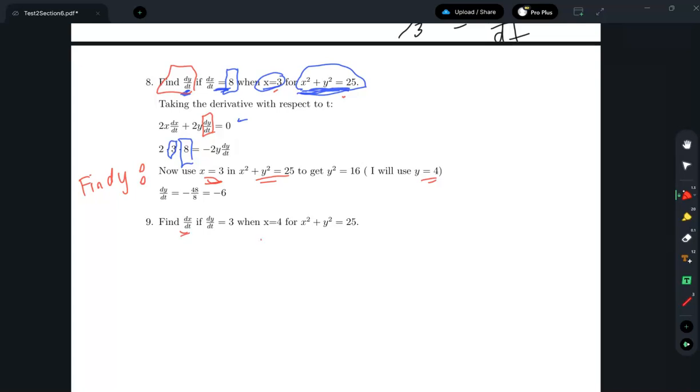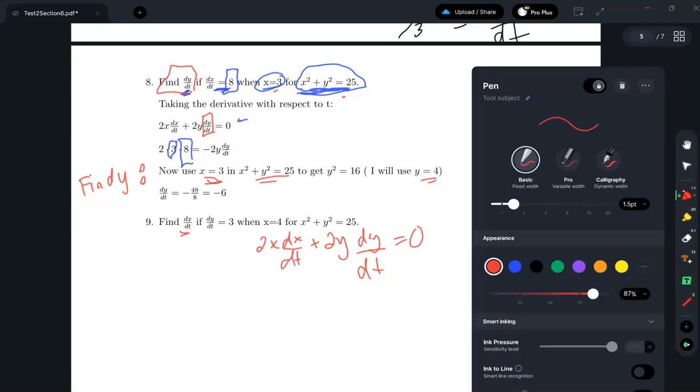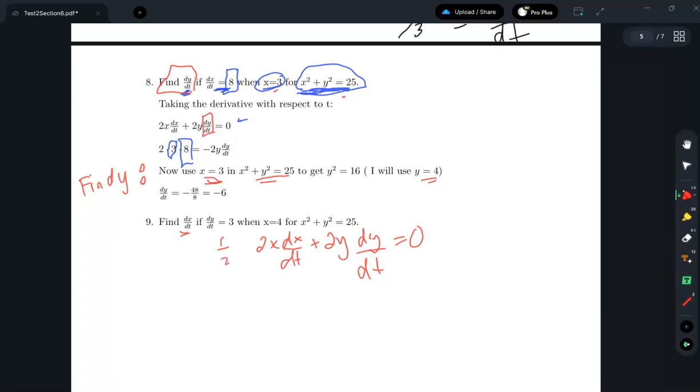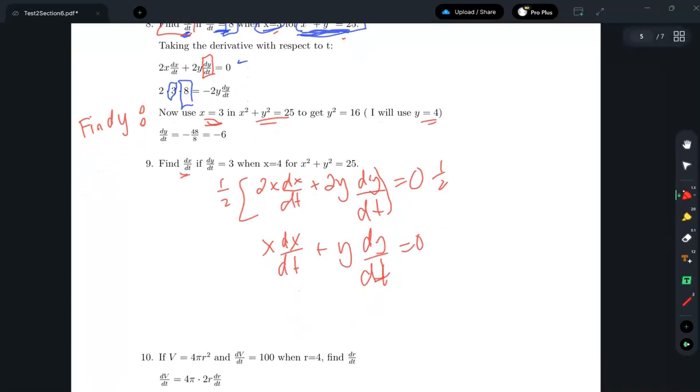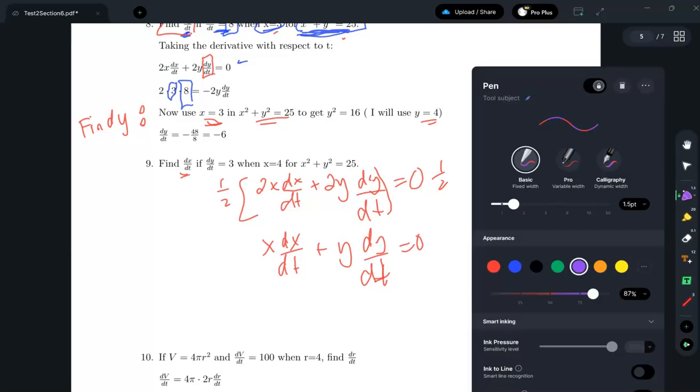So let's start by taking the derivative. So I get 2x dx over dt plus 2y dy over dt, and then that equals 0. Sometimes it can be nice just to make it simpler. Can you see that I could multiply both sides by 1/2? In doing that, I just get rid of a little bit of numbers, right? So I get x dx over dt plus y dy over dt equals 0. Multiply by 1/2, or think of dividing both sides by 2, either way.